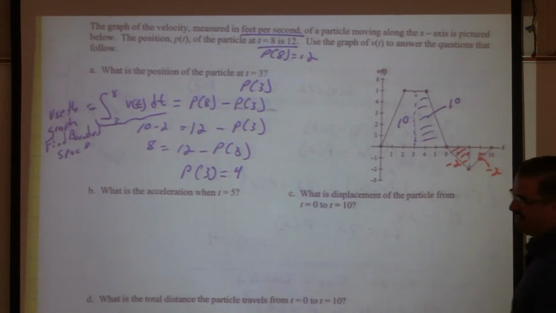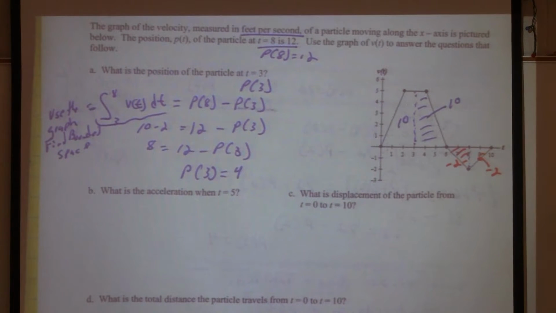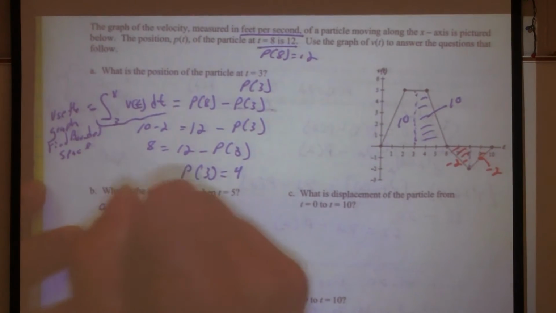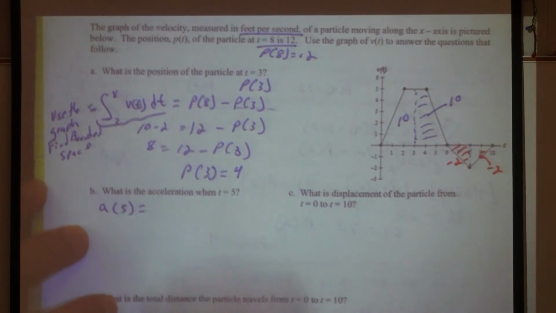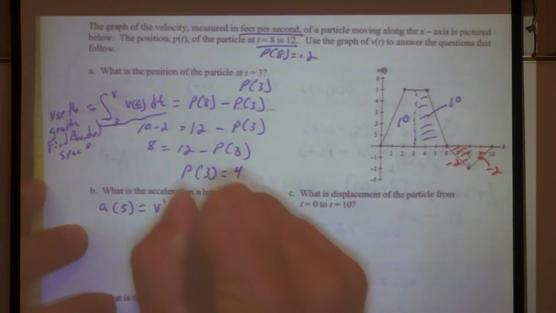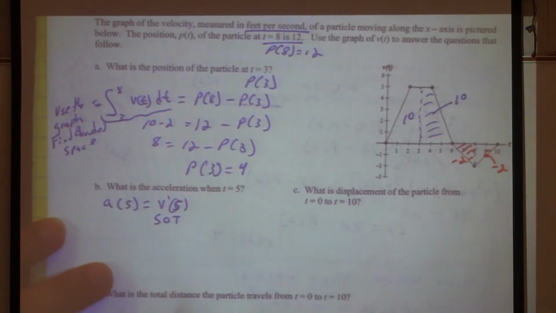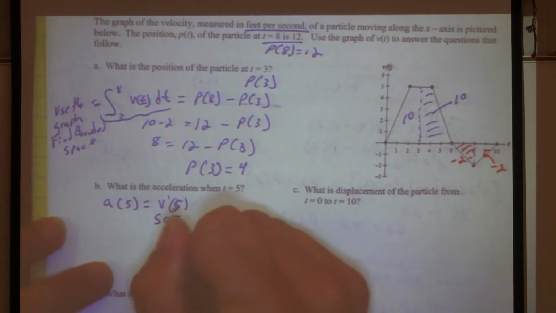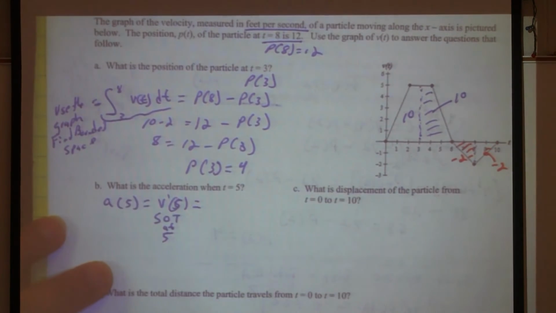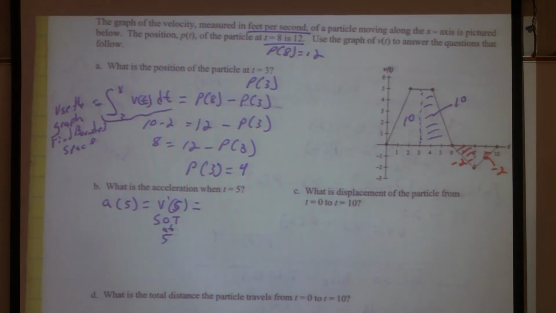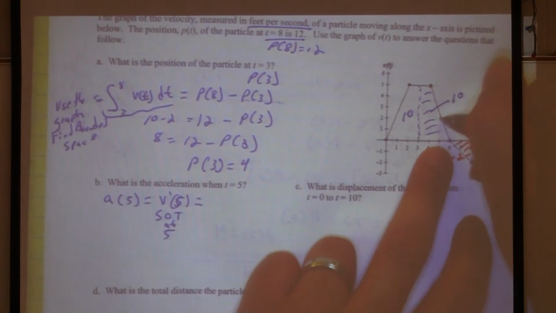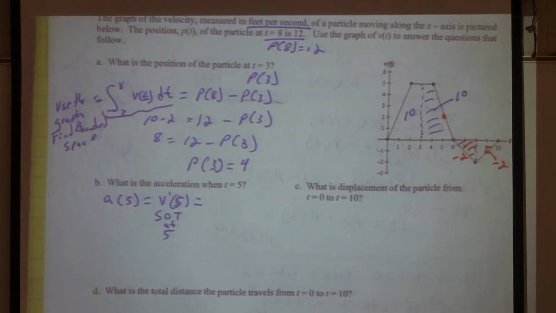Alright, let's look at B. We're almost done. Focus. B: what is the acceleration when t equals 5? How do I find acceleration? The derivative of velocity, right? So v prime of 5 is what I want. And when I'm finding a derivative on a graph, it's like finding the slope of the tangent line, right? At 5 in this case. So if I were to draw a tangent line at 5 on the graph, what would the slope of that tangent line be?